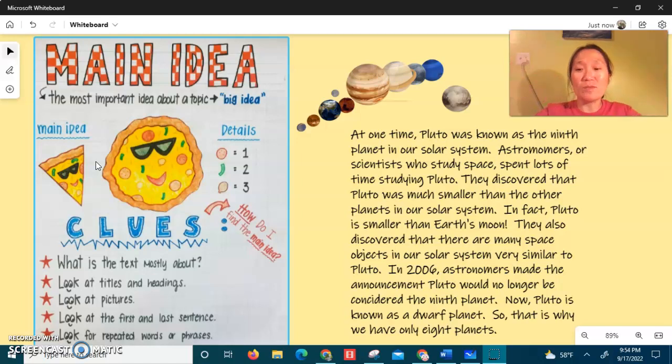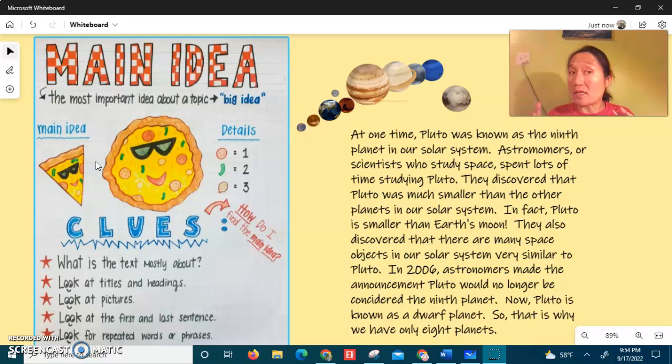So, what are some of these clues, these details that make up the main idea? Always ask yourself, what's the text mostly about? The gist. It's not going to be one fact. It'll be repeated over and over and over again. You need to look at the pictures. That'll give you a little bit of a clue, maybe more about the topic than anything.